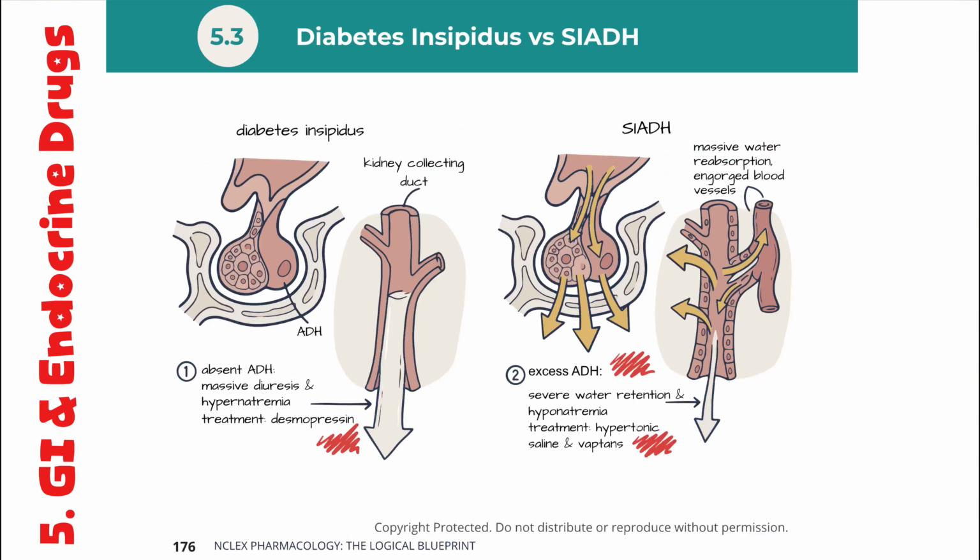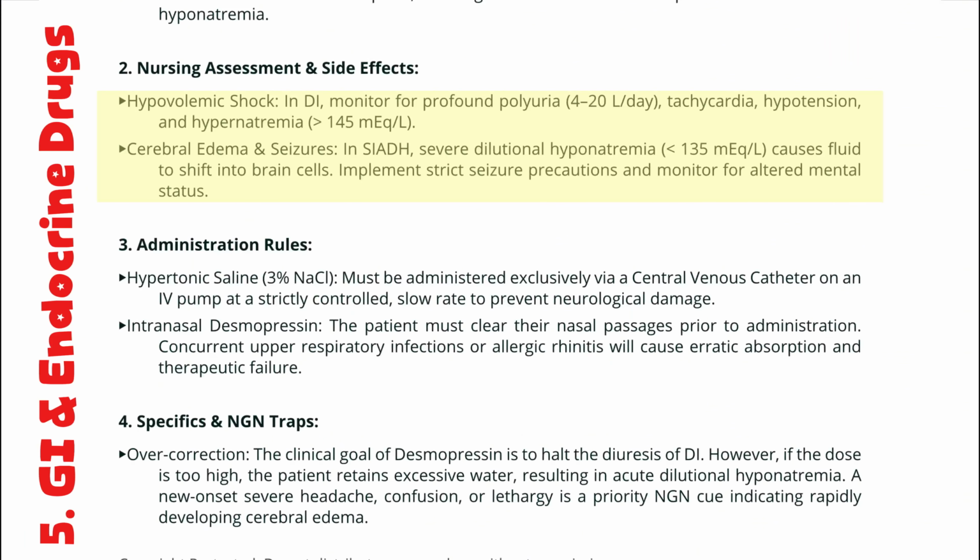Diabetes insipidus versus SIADH. These two get confused constantly, so here's the core distinction. ADH controls a single gate in the kidney's collecting duct. In diabetes insipidus, that gate is stuck open. The body dumps water it can't afford to lose, and sodium climbs into hypernatremia. In SIADH, the gate is stuck shut. The body holds onto water it doesn't need, and sodium gets diluted down into hyponatremia. DI risks hypovolemic shock. SIADH risks cerebral edema and seizures once sodium drops severely.